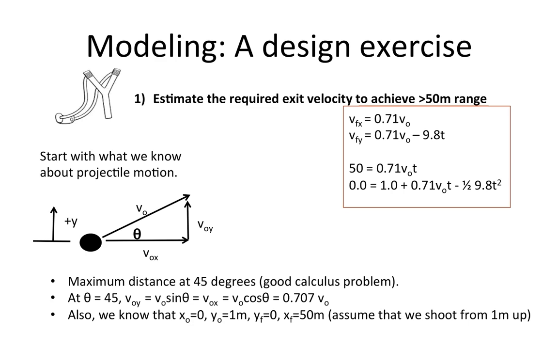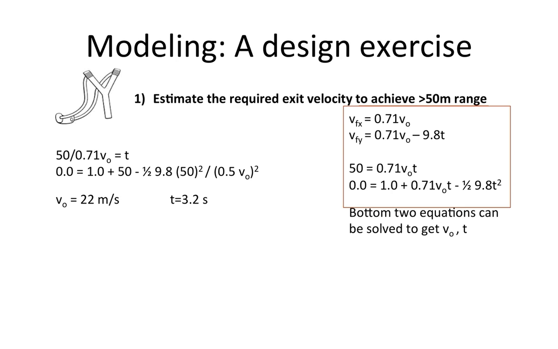And then we have these two lower equations, which are in terms of initial velocity and time. We note that with those two bottom equations, we have two equations and two unknowns, so we can solve for initial velocity and time. In fact, when we do solve that, we find that the initial velocity is 22 meters per second, and the time is 3.2 seconds.